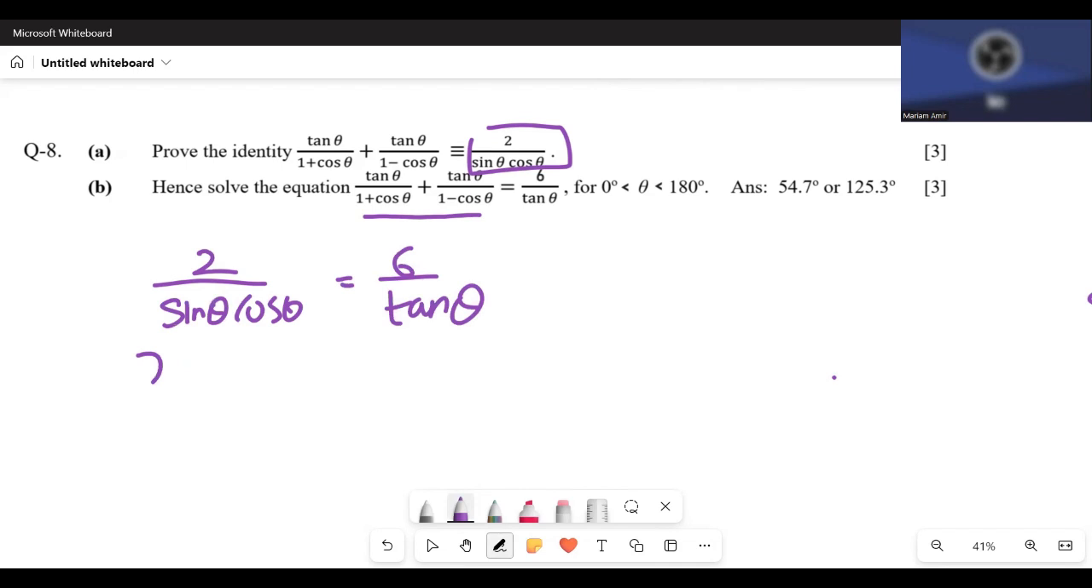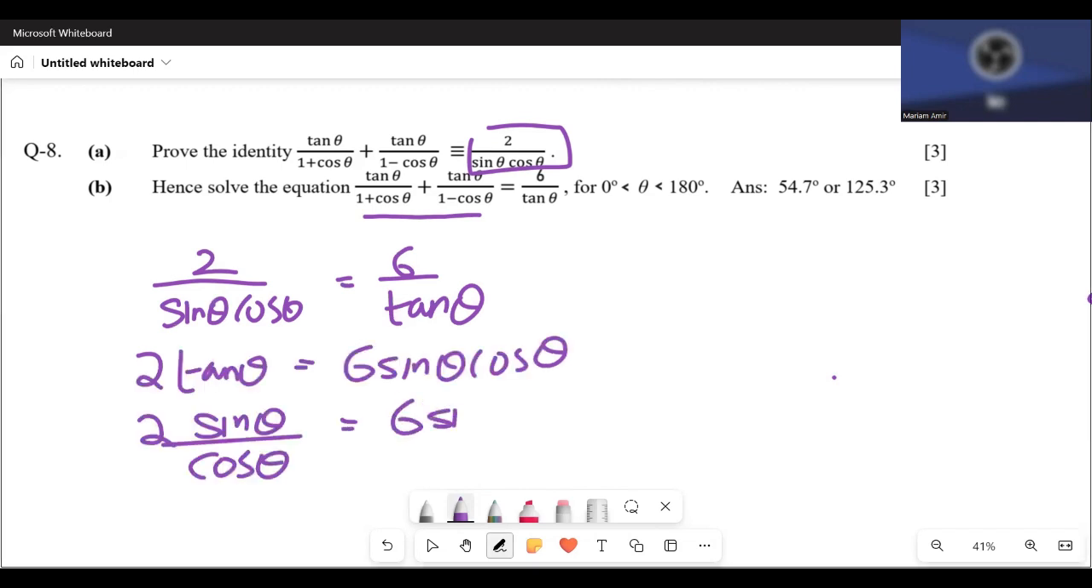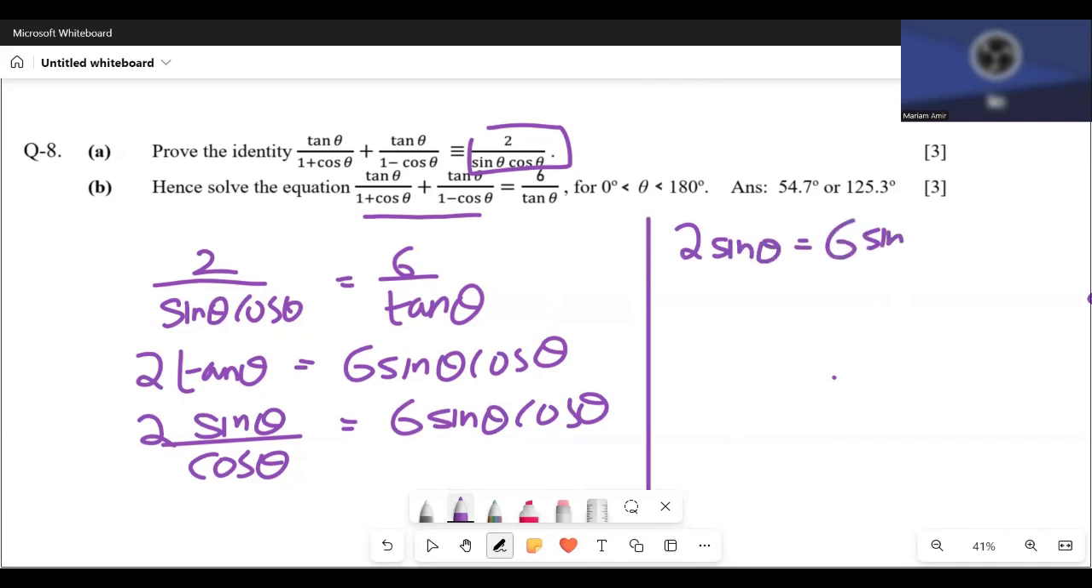Then 2 sine theta upon cos theta equals 6 sine theta cos theta. We've replaced tan with sine upon cos. Now I'm going to send the cos to the other side. So we get 2 sine theta equals 6 sine theta cos square theta.